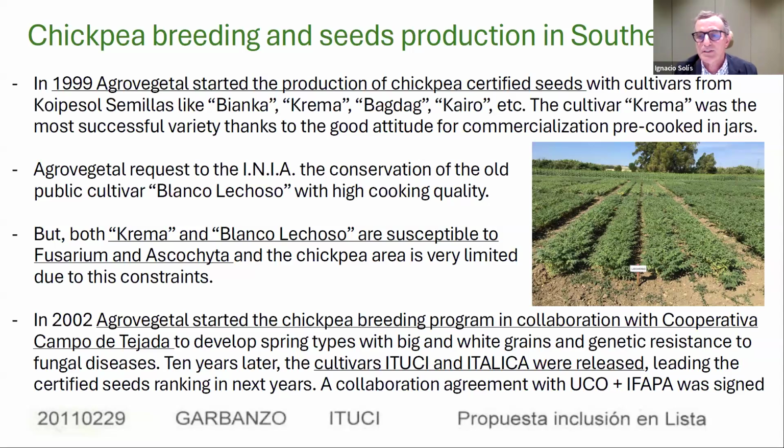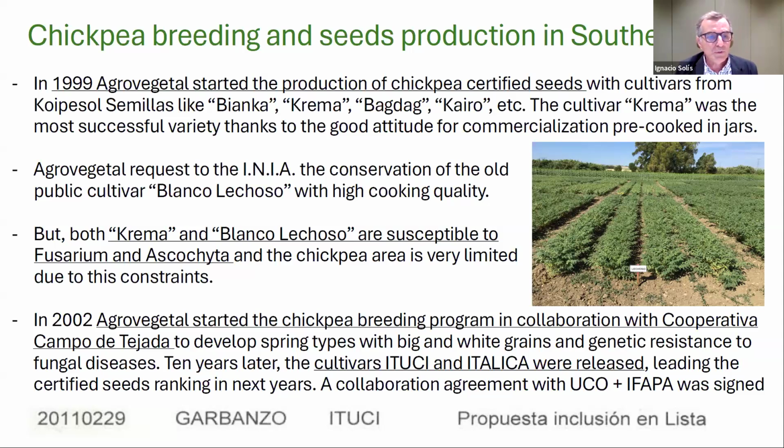Is the cultivar in the picture. But both Crema and Blanco Lechoso are very susceptible to Fusarium and Ascochyta rabiei. And then the chickpea area was very limited due to these constraints. And the main part of the chickpea consumed in Spain comes from Mexico and Canada.